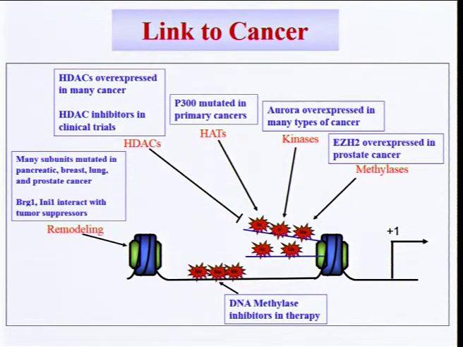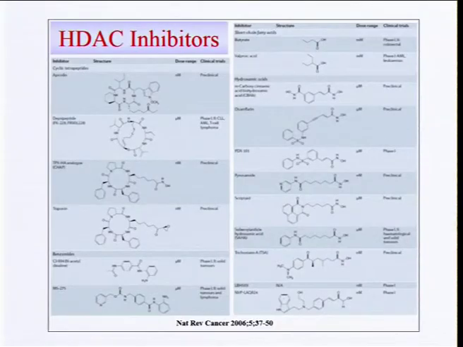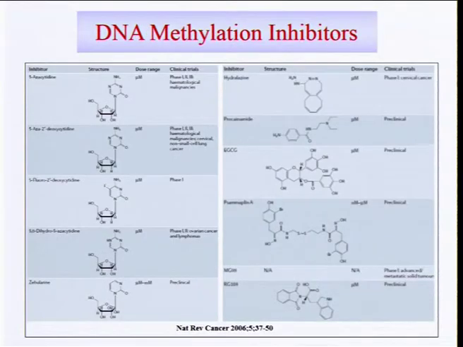Many subunits of chromatin remodelers are also mutated in a variety of cancers. Histone acetyltransferases are mutated in some cancers, as well as phosphorylases, kinases, and methyltransferases. There's a link for some of those to cancer as well. This table shows a variety of HDAC inhibitors or DNA methylation inhibitors that are currently in clinical trials.